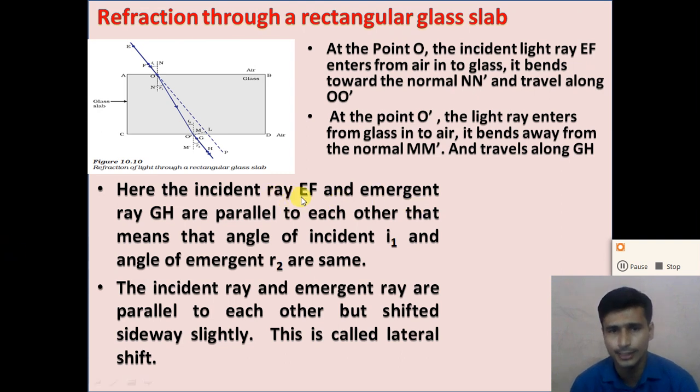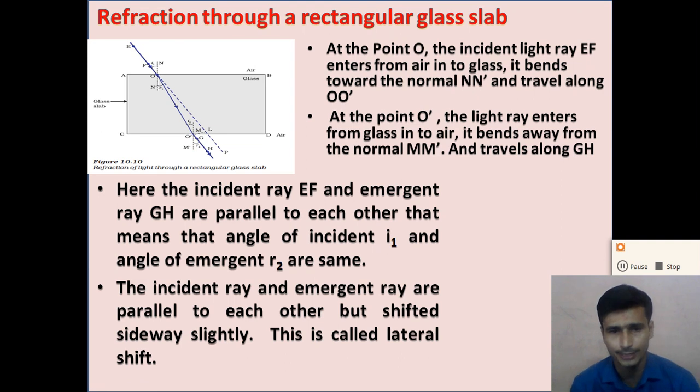So here the incident ray EF and the emergent ray GH are parallel to each other, and that means the angle of incident I1 and angle of emergent R2 are same. So here the incident ray EF and emergent ray GH both are in the same direction. So we can say that the angle of incident I1 and the angle of emergent R2 are same. So that is the important point in refraction through the glass slab. In the refraction through a glass slab, the angle of incident I1 and the angle of emergent R2 are same, right?